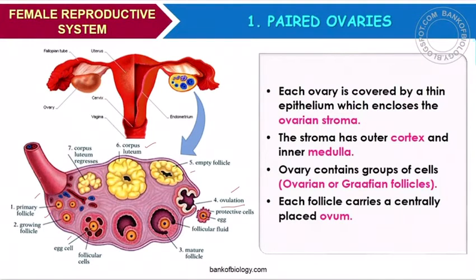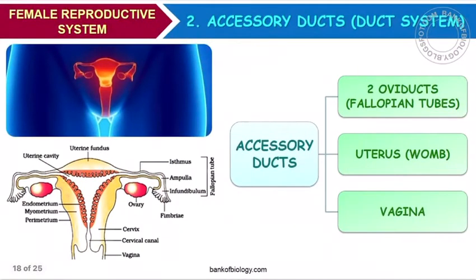These are the major changes that take place under the influence of both female sex hormones, progesterone and estrogen. There is the ovarian stroma, which has an outer cortex and an inner medulla. This is the medulla, this is the cortex. The ovary contains groups of cells, the ovarian follicles or Graafian follicles. Each follicle carries a centrally placed ovum, as we discussed. Look at this, the formation of the ovum or egg cell. It is centrally present and moves out for ovulation.